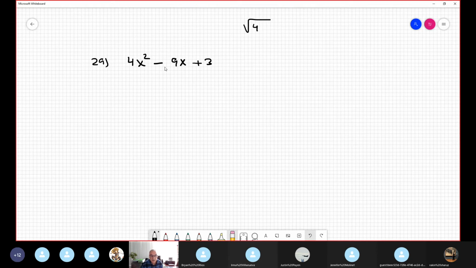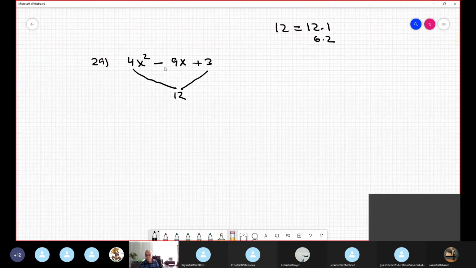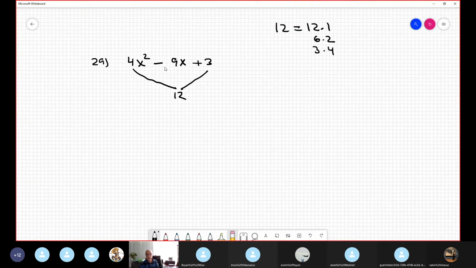This is a complicated trinomial. Yes or no? Yes, because the coefficient here is not 1. So you multiply 4 and 3. It's 12. Oh, 12 is acceptable. And what is the combination? The combinations of 12 are easy. It's 12 and 1, 6 and 2, 3 and 4. Okay? These are the factors of 12.